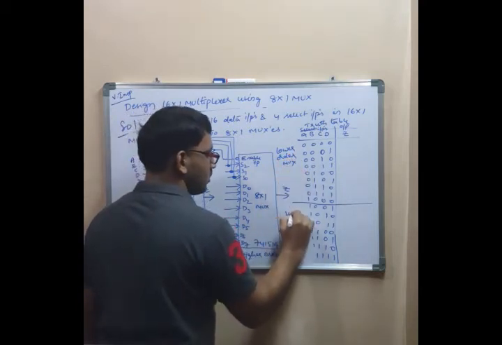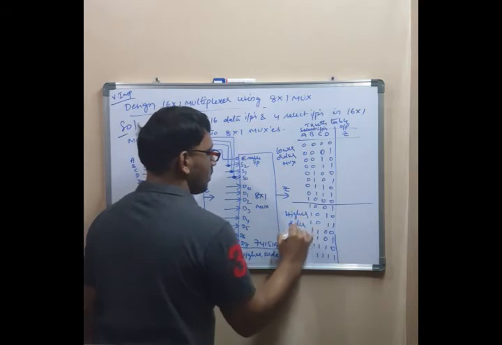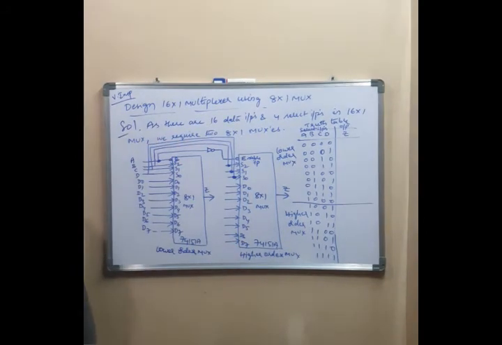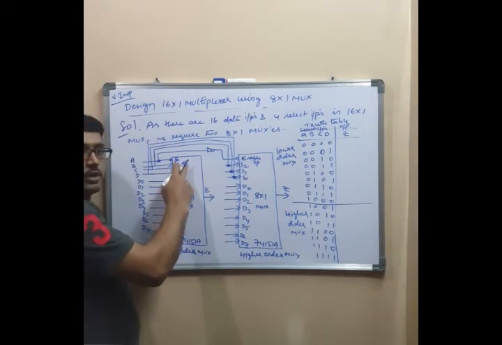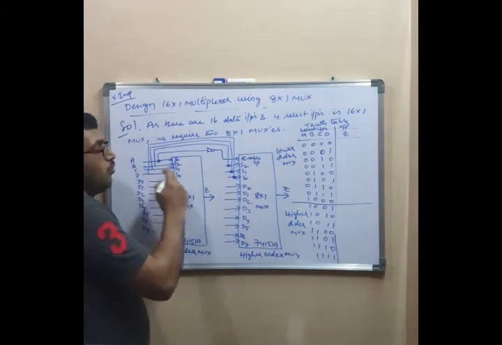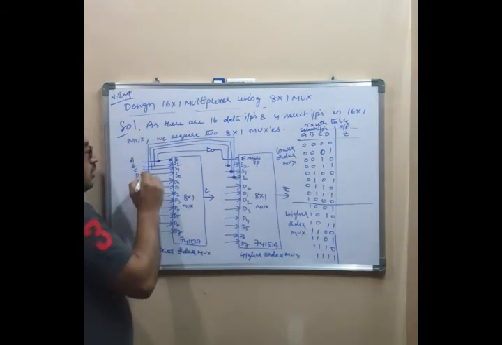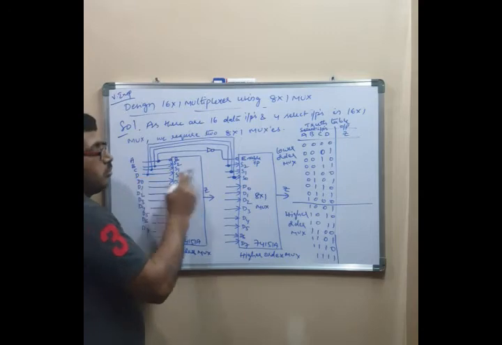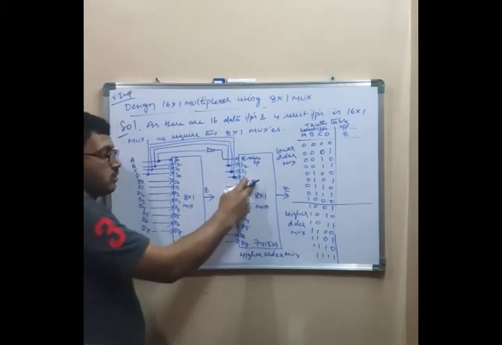This is the higher order mux, right? A is nothing but the enable input. So when all these four are zeros, the same select inputs are also connected to the higher order mux.